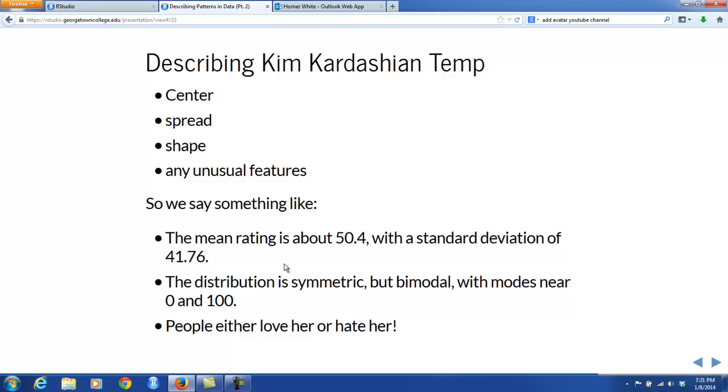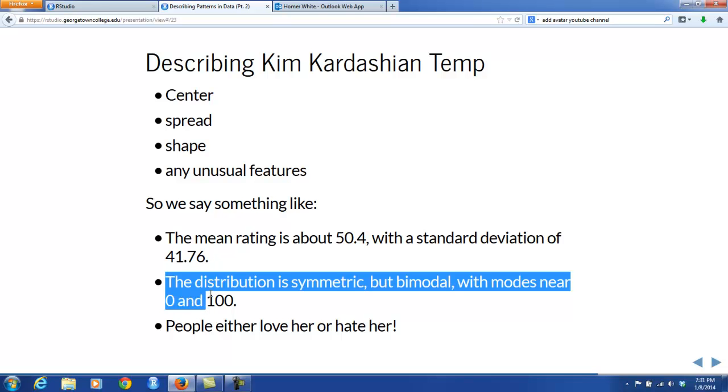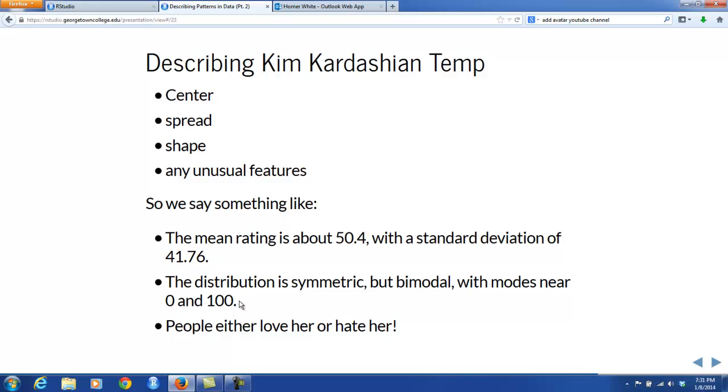So, for center and spread, we might choose to use the mean and the standard deviation. And we might say that the mean is about 50.4. We got that off of favstats. With a standard deviation of 41.76. It's a rather large standard deviation, and it expresses the fact that so much of the data is way spread out from 50. It's clumped near 0 and near 100. Okay, how about the shape? Well, the distribution is symmetric, but it's bimodal with the modes near 0 and 100. So what might we say in summary? It seems that people either love her or hate her.